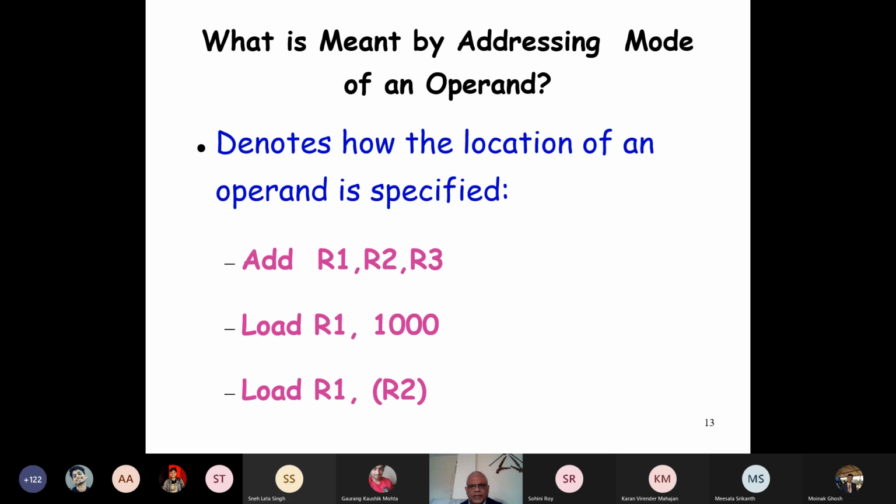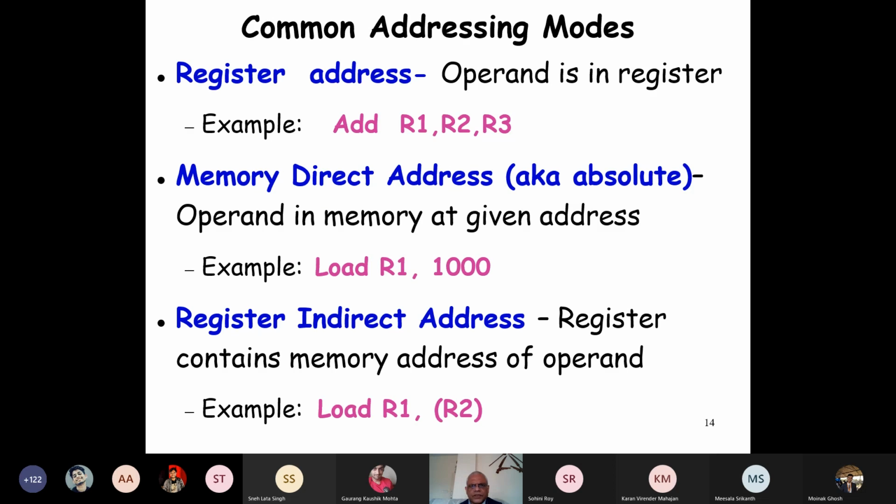1000 is the direct addressing, and the first one is the register addressing, or sometimes it is called the register direct addressing. This is the most used addressing mode. Each processor will support a number of addressing modes. Why does it need to support a number of addressing modes? Because depending on the program that we are writing, for different constructs, like whether we are accessing elements of an array consecutively, or just adding 2 numbers, we will use different addressing modes.